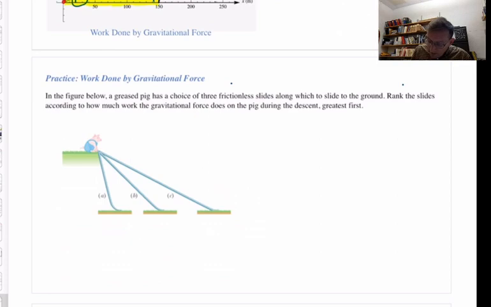Now, to help us think about that, let me say that the vertical height between the starting level of the pig and the ending level of the pig is just some amount h. All right, so I'm going to let you think about that. You could pause the video, rank the W values, W grav, for slide A, B, and C, biggest to smallest. Okay, pause the video.